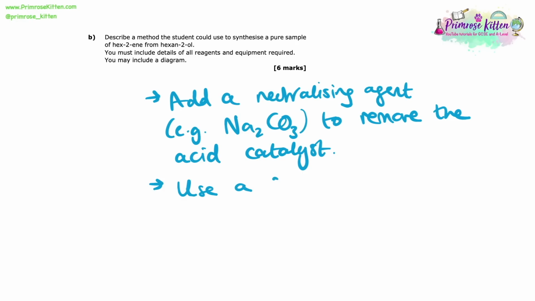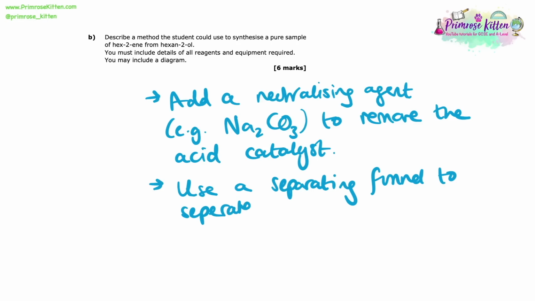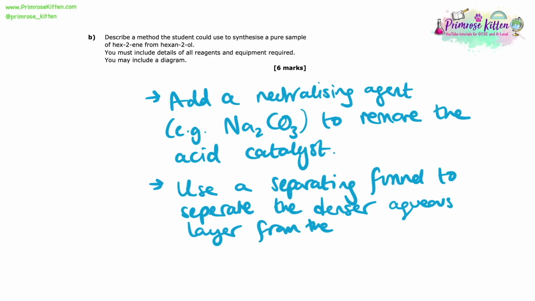So our next step now is to use a separating funnel. Now, the reason why we want to use a separating funnel is because we need to get this pure sample of hexene. Now, when we added this neutralising agent, a neutralisation reaction took place, and we would have made some salt and some water. So what we're going to do is we're going to use a separating funnel to separate the denser aqueous layer from the less dense organic layer, that organic layer being the hexene layer.